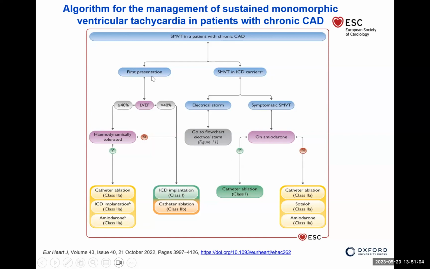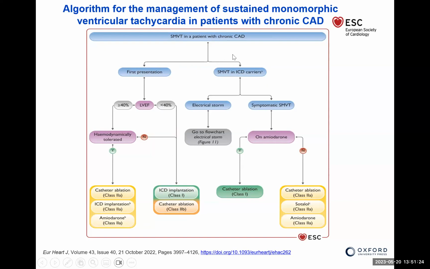So monomorphic VT in a patient with ischemic heart disease, ejection fraction less than 40%, then ICD is indicated. Catheter ablation is 2B. Usually, if they have multiple ICD shocks, we go for catheter ablation. It is not definitive therapy, but it can minimize the number of ICD shocks.